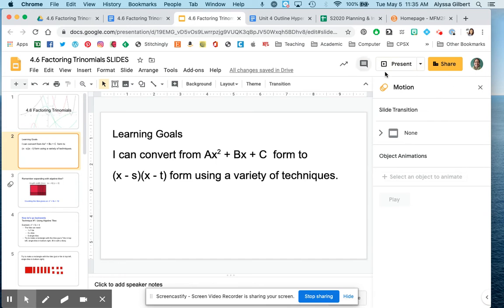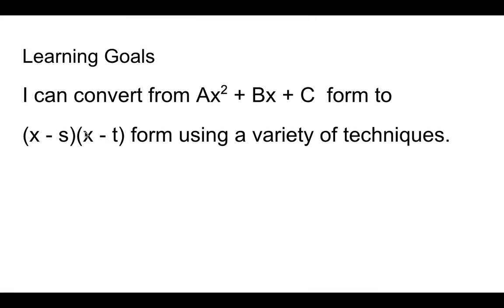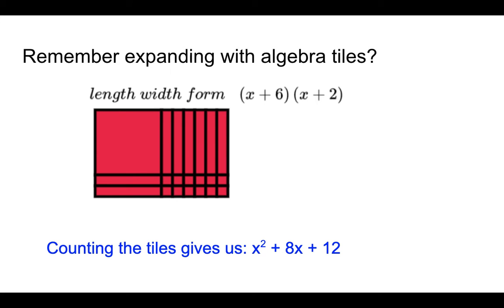Okay, so let's go back to this. So we're going to go from this form to this form, and this is called factoring trinomials. So one way we can do this is with algebra tiles. So if we expand with algebra tiles, let's say we have x plus 6 times x plus 2. Remember, if you put an x here, and now we have 6 tiles, 1, 2, 3, 4, 5, 6, and then down here, notice how we have an x side and then 2 tiles.